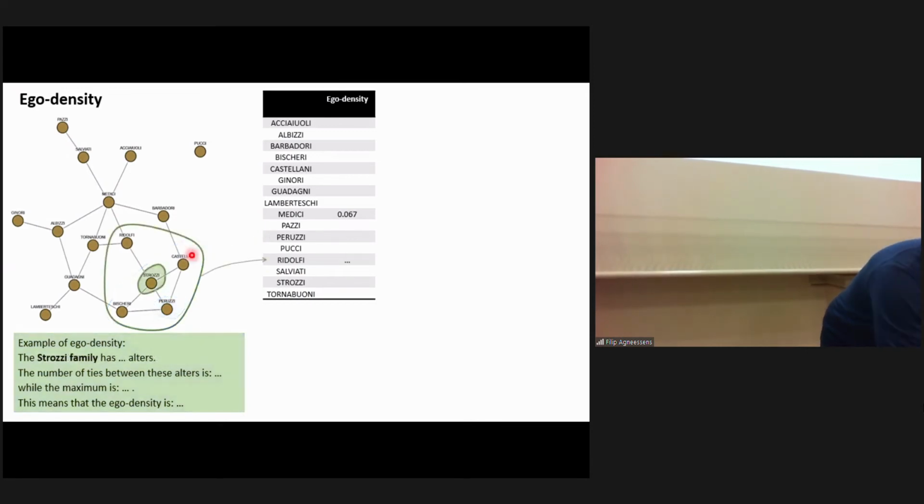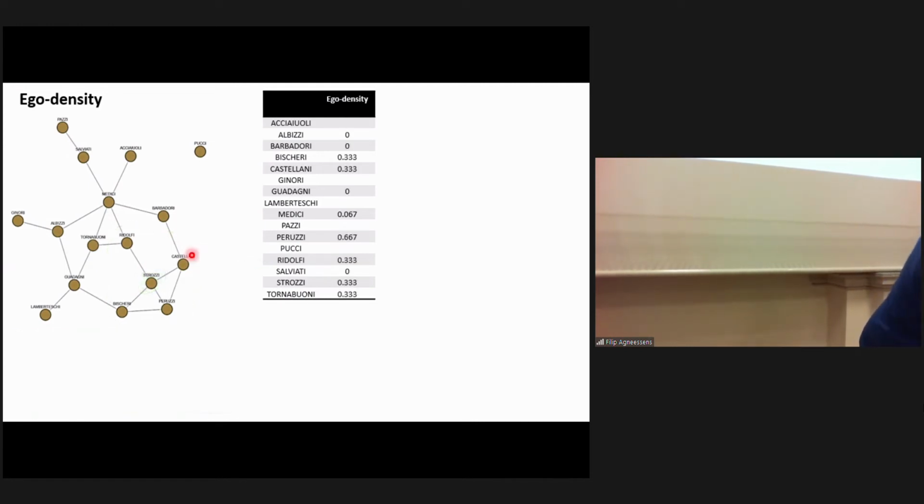Okay, what about the Strozzi? Four alters, yes. How many ties are there? 2. How many could there be? 4 times 3 is 12, divided by 2, so 6, yes. So it's 2 out of 6, which gives me 0.33, 1/3. Okay. So this is a very simple way of calculating density for an ego network.